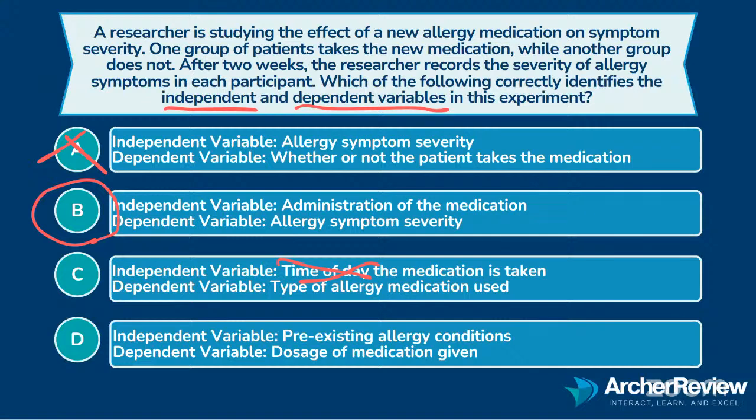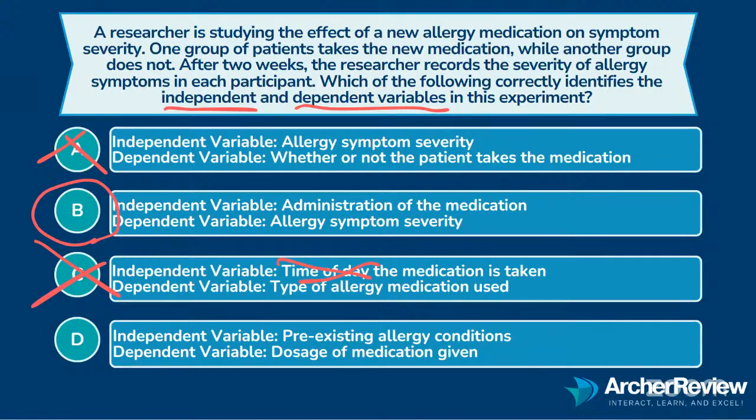So type of allergy medication used, you might have been able to filter that into part of the independent variable, but it's certainly not part of the dependent variable. The dependent variable is the outcome of receiving allergy medication.